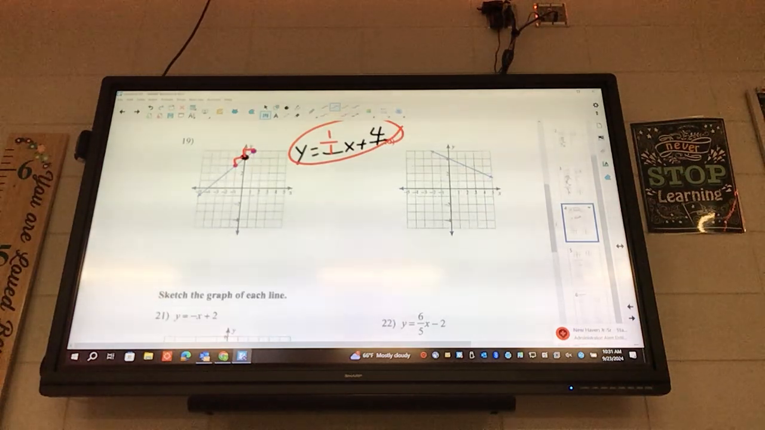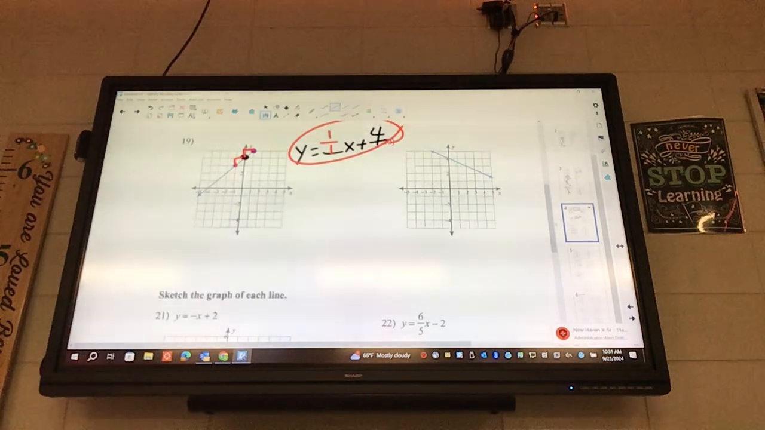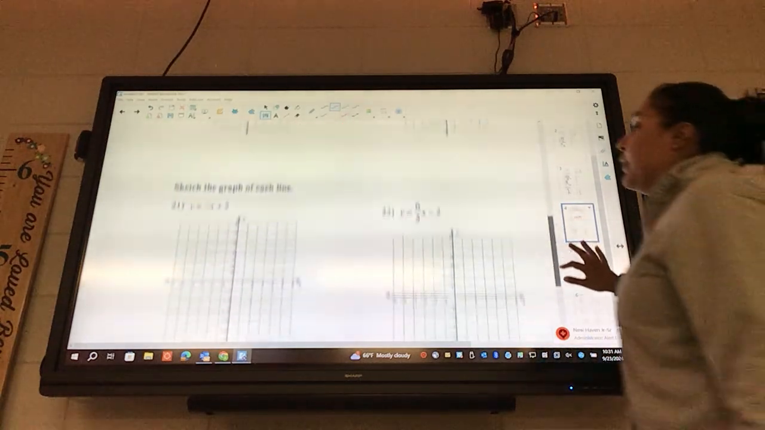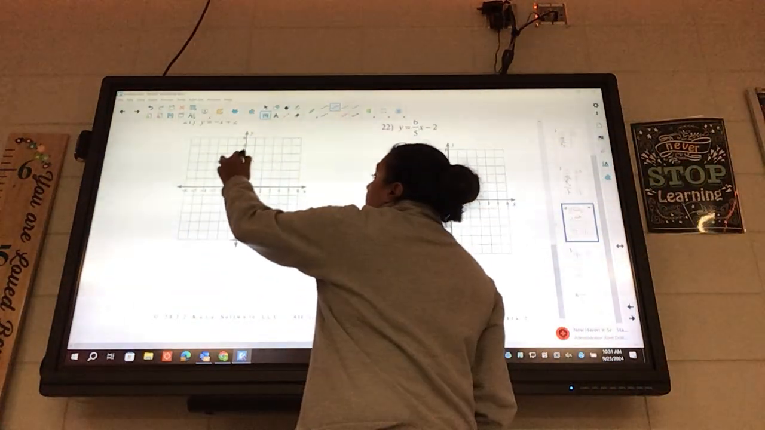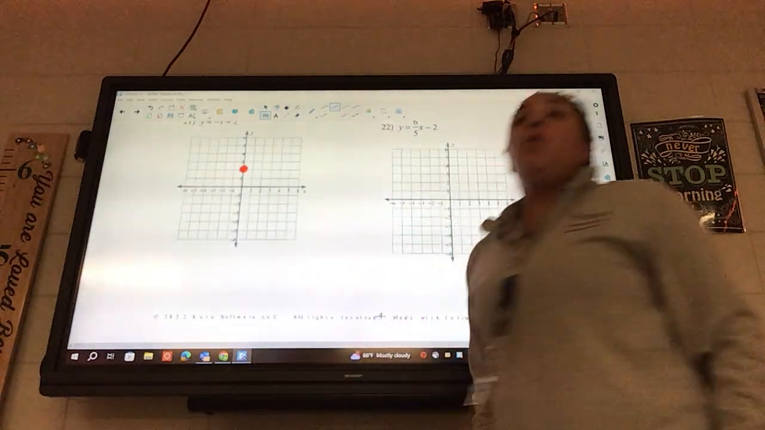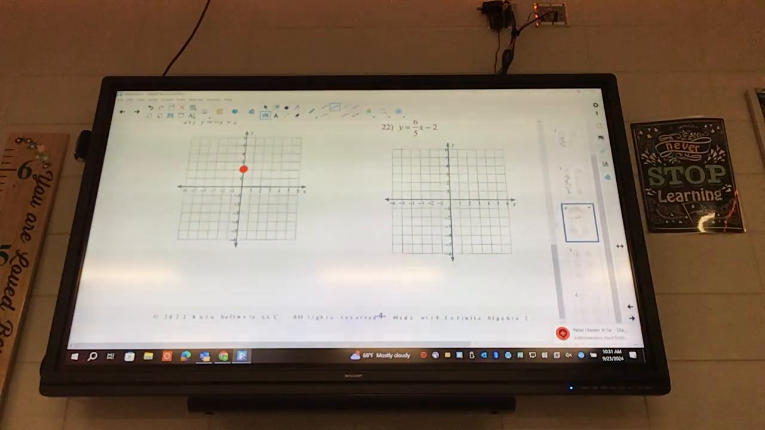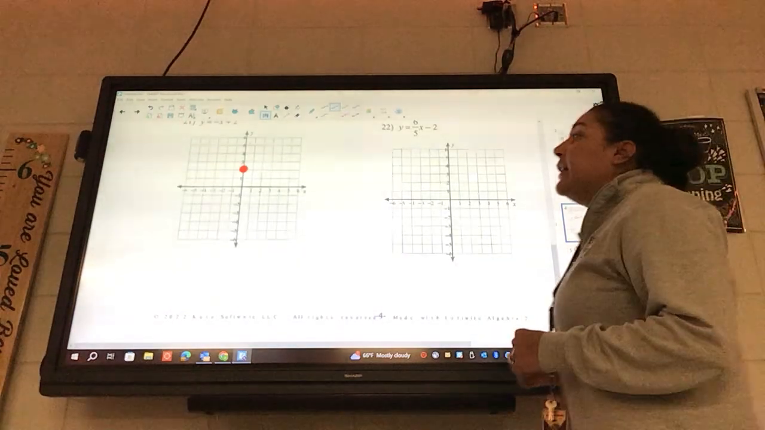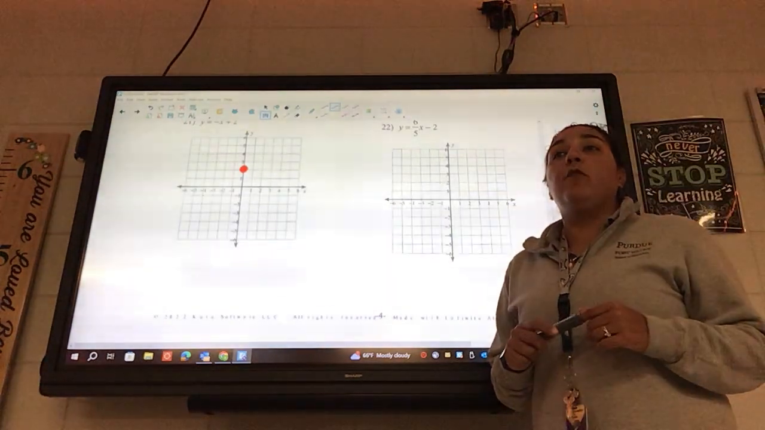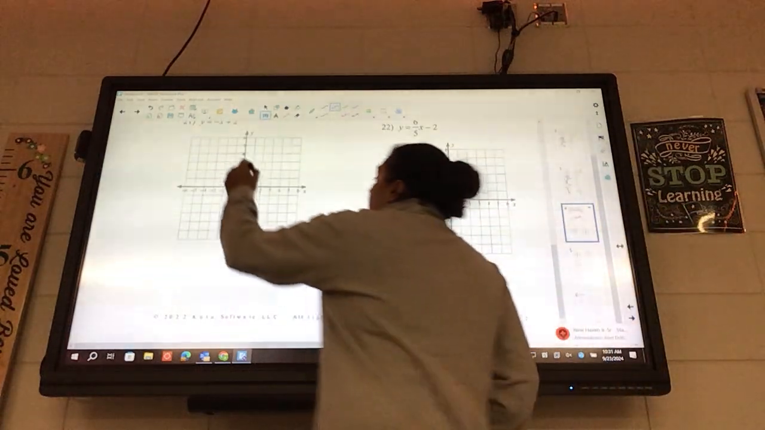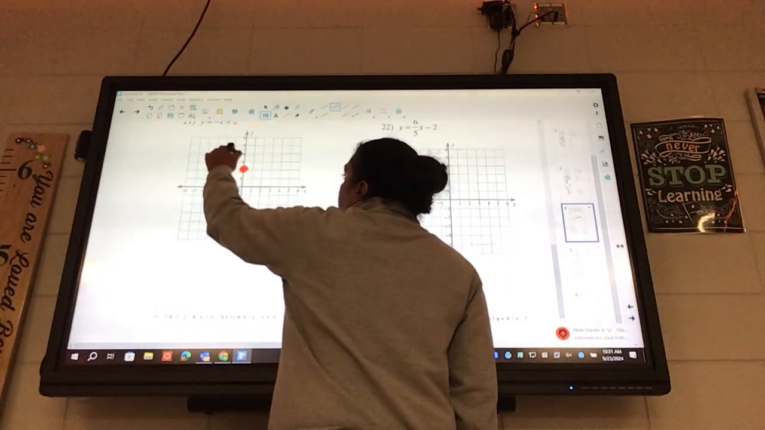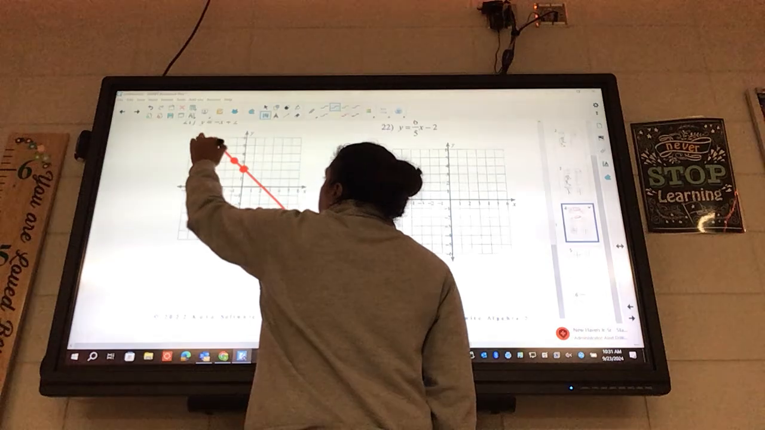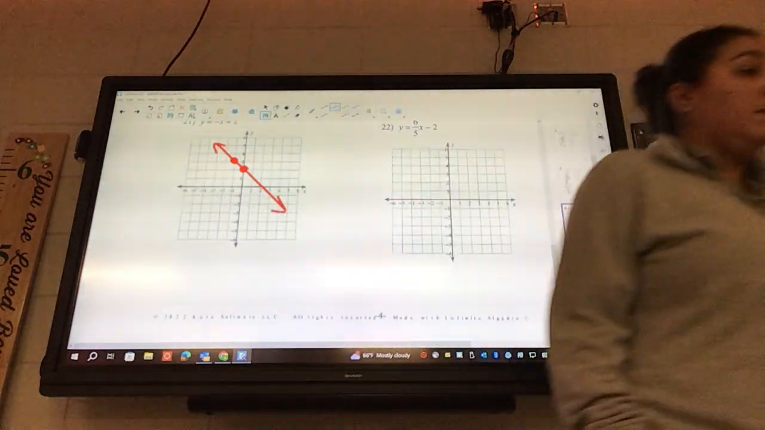Okay, 21. Again, this time you're just gonna graph it. So what do we graph first? The 2. You're gonna go to the y line and find the 2 and put a dot. Okay, and what is my slope? Up 1 over 1, okay? And then it's a negative line, so I'm gonna go up 1 and over 1, which way? To the left, okay? You're gonna go up 1 over 1 to the left. We need a negative line.